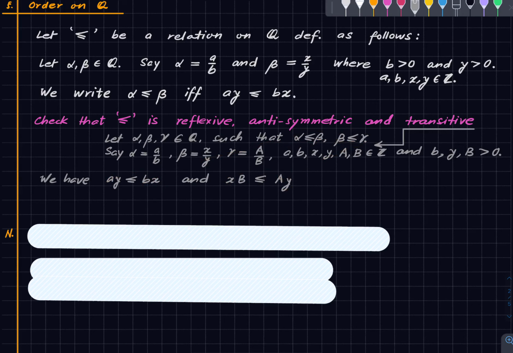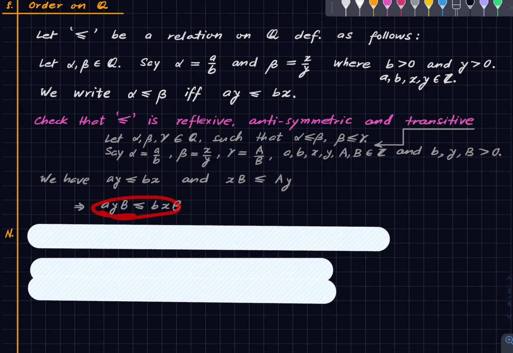All right. So we have ay times b is less than equal to bxb. Why is that? We just multiplied both sides by capital B, and this preserves the inequality because capital B is a positive number. If it were not positive, we couldn't do this.